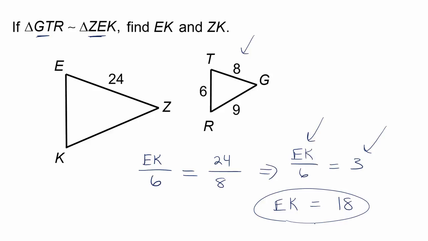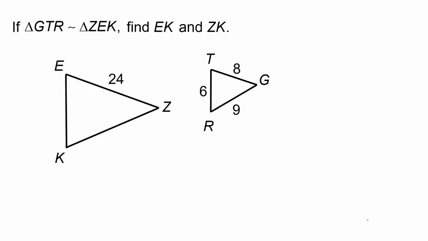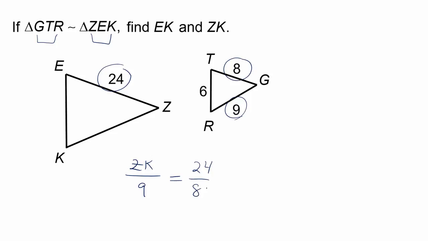Now let's find ZK. We see again that ZK would correspond with GR. So ZK over GR, and GR has a length of 9. So ZK over 9 would equal, again, EZ over TG, or 24 over 8. Again, 24 divided by 8 is equal to 3. So that gives us ZK over 9 must equal 3.